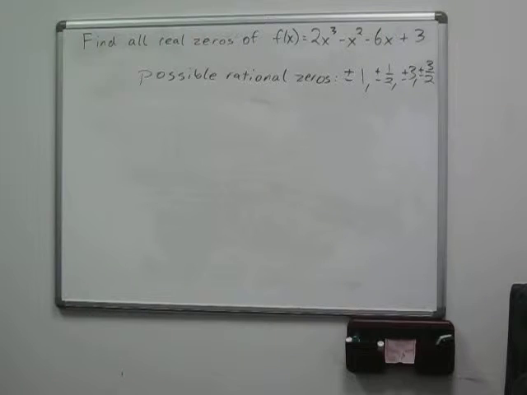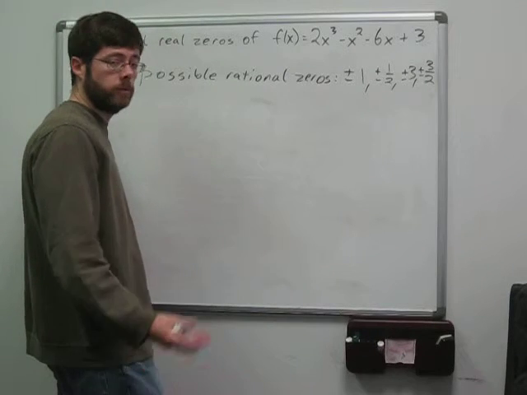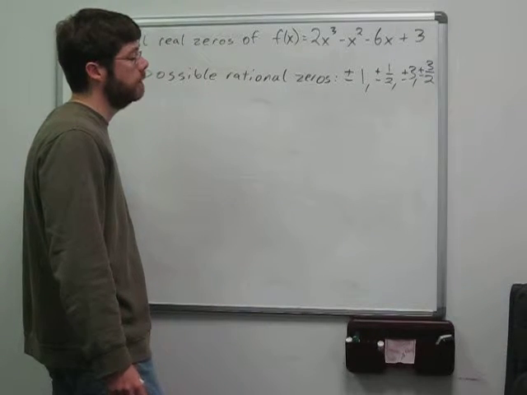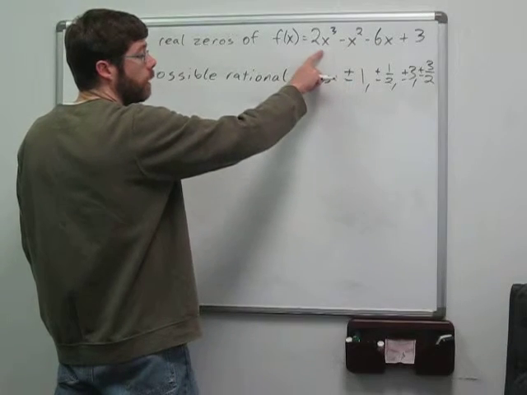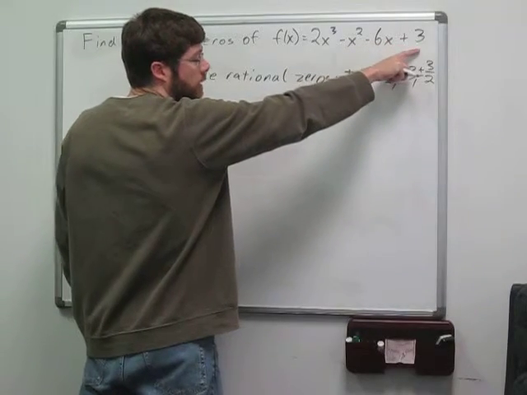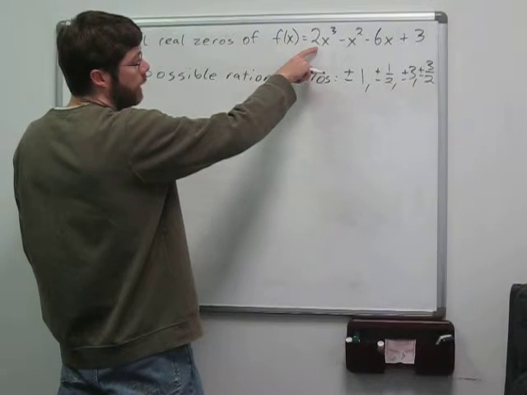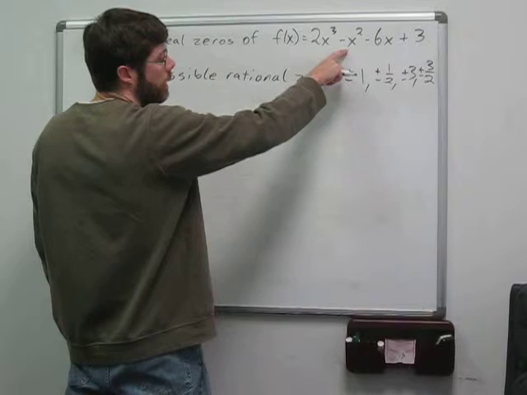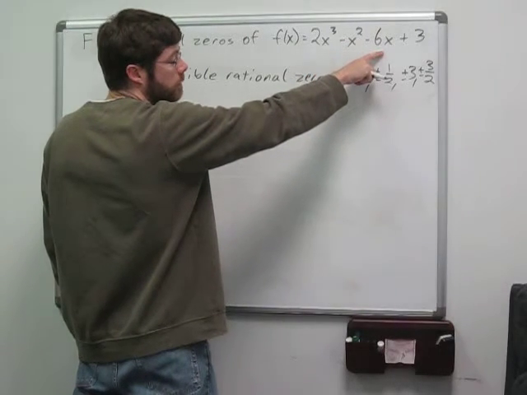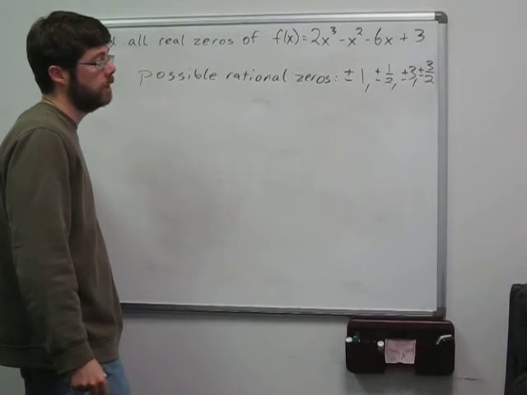So this is a nice finite list to at least look for a zero for this function. To find whether or not any of these are zeros, we just plug them in and see if they make the function value equal to 0. So plug in 1: 2 minus 1 is 1, minus 6 is -5, plus 3 is -2, so 1 is not a 0. Plug in -1: -2, minus 1 is -3, plus 6 is 3, plus another 3 is equal to 6, so -1 is also not a 0.